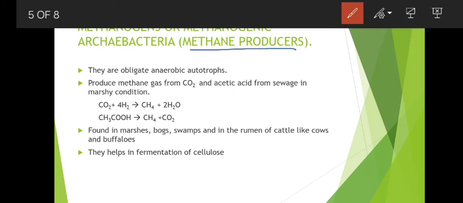They are obligate anaerobic autotrophs. This means that they cannot survive under aerobic conditions, but can survive only under anaerobic conditions. So they are called obligate. Now the next point is they produce methane gas. As from the name we can see, they are known as the methane producers. They produce methane gas from CO2 and acetic acid from sewage in marshy conditions. So this is one of the important points, the marshy condition.